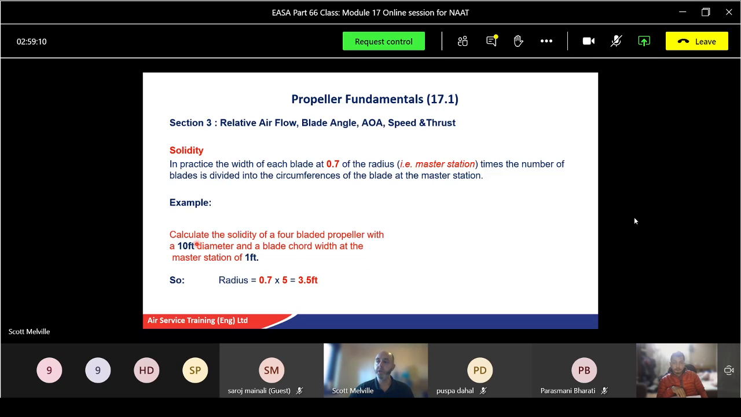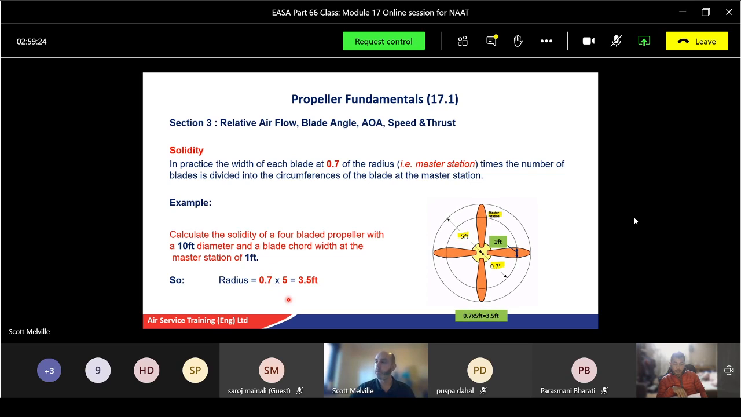So we're going to work out the radius. The master station was at 1 foot. Nice easy number to calculate. I'll say 1 foot. So there you go, there's your master station at 1 foot.